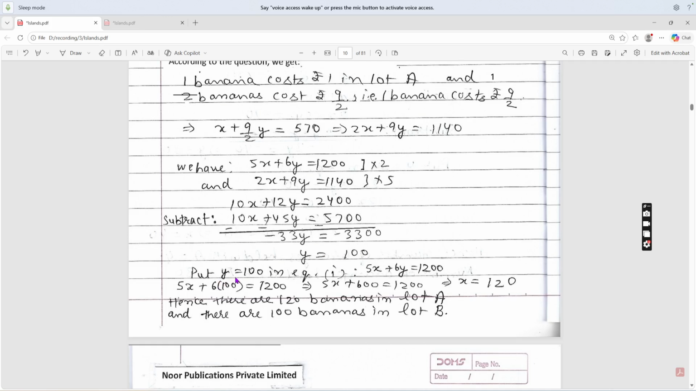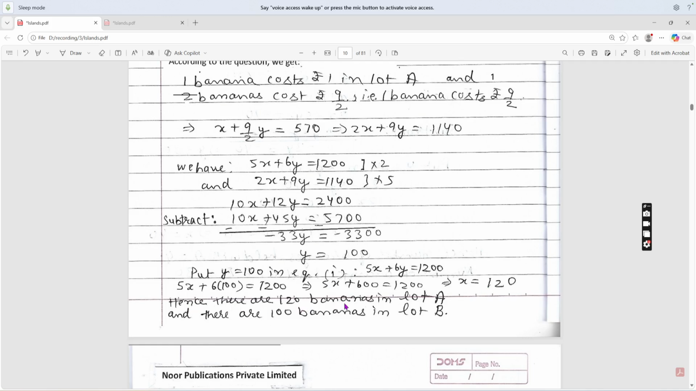Now put y is equal to 100 in equation 1. What is equation 1? That is 5x plus 6y is equal to 1200. Here we are going to replace y by 100. So 6 into 100 will give us 600. 1200 minus 600 is 600, and 600 divided by 5 is 120.